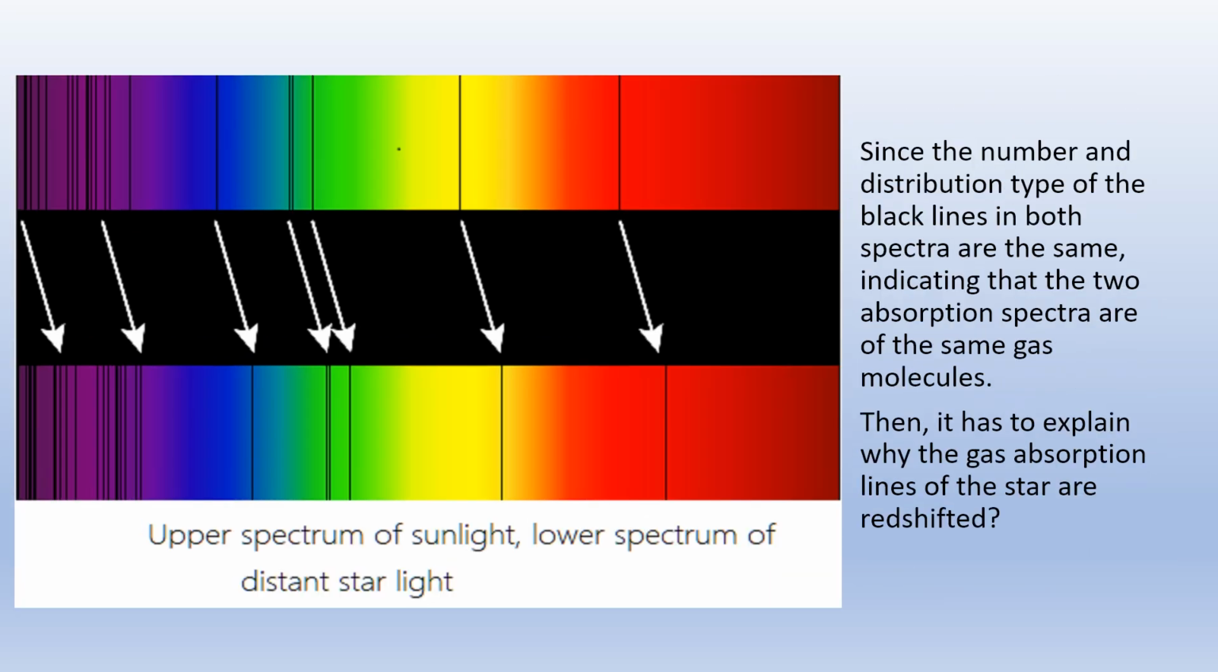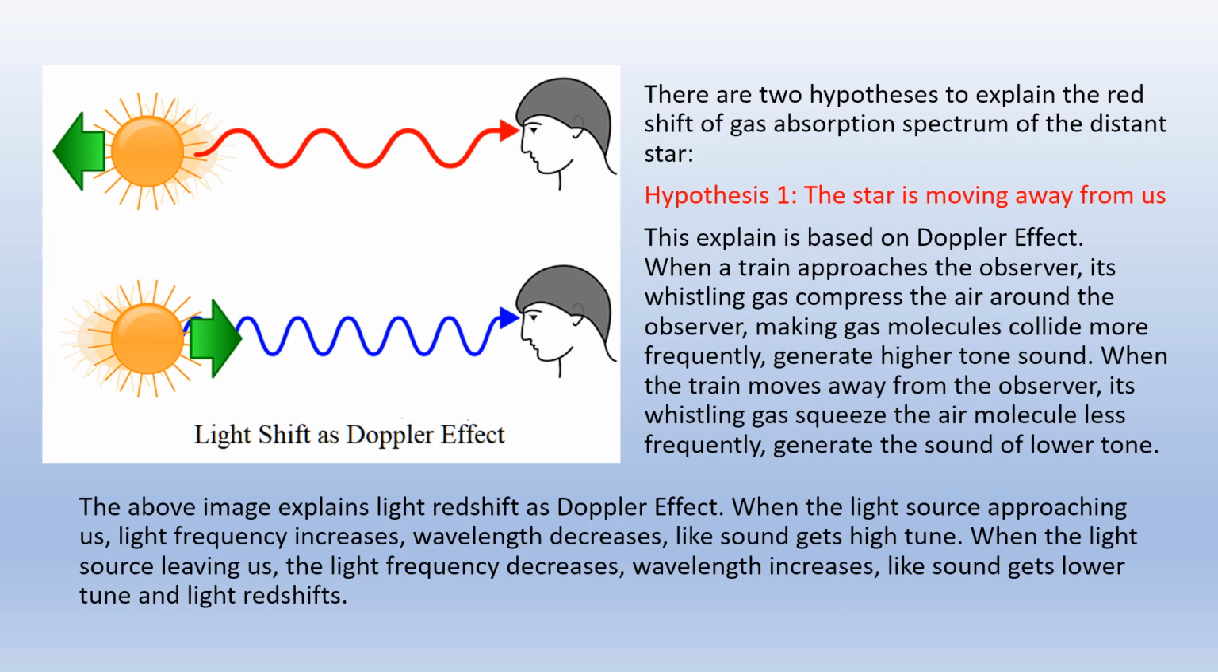Since the number and distribution type of the black lines in both spectra are the same, the two absorption spectra are of the same gas molecules. Then, it has to be explained why the gas absorption lines of the star are redshifted. There are two hypotheses to explain the redshift of the gas absorption spectrum of the distant star. Hypothesis 1, the star is moving away from us. This explanation is based on the Doppler effect.